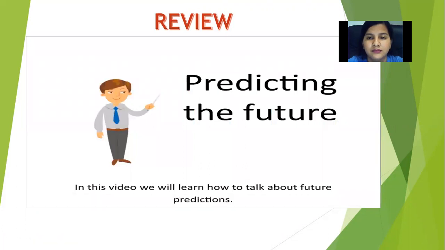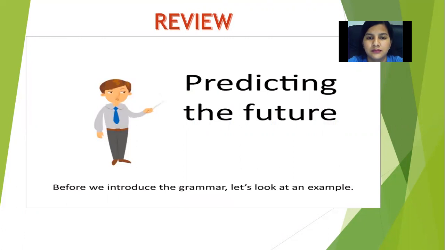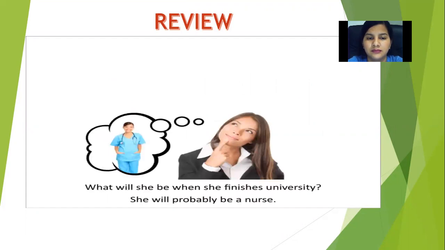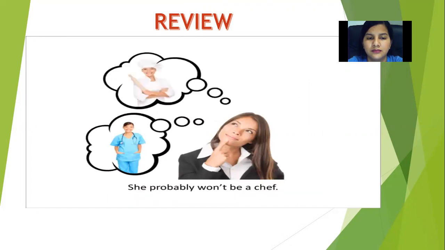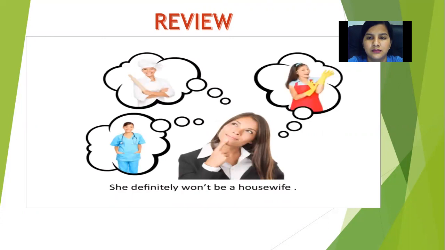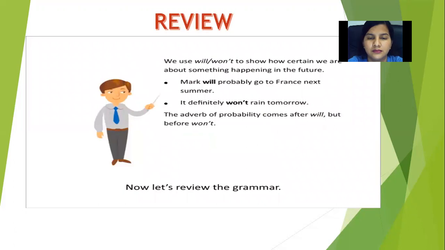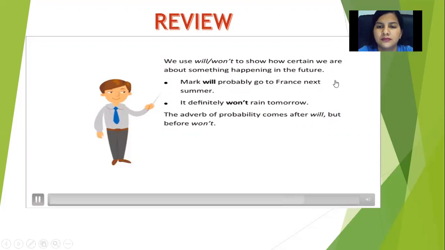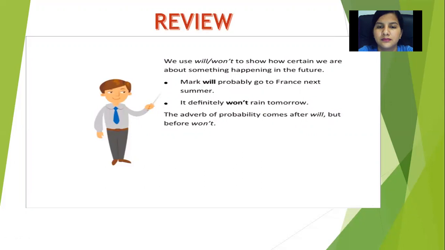In this video, we will learn how to talk about future predictions. Before we introduce the grammar, let's look at an example. What will she be when she finishes university? She will probably be a nurse. She probably won't be a chef. She definitely won't be a housewife. Now let's review the grammar. We use will, won't to show how certain we are about something happening in the future. Mark will probably go to France next summer. It definitely won't rain tomorrow.